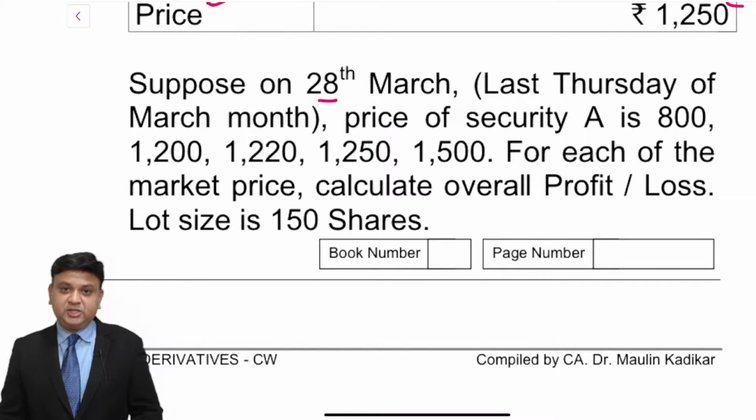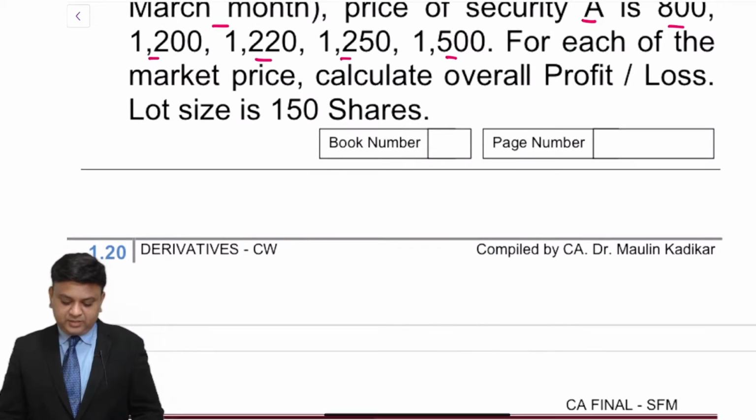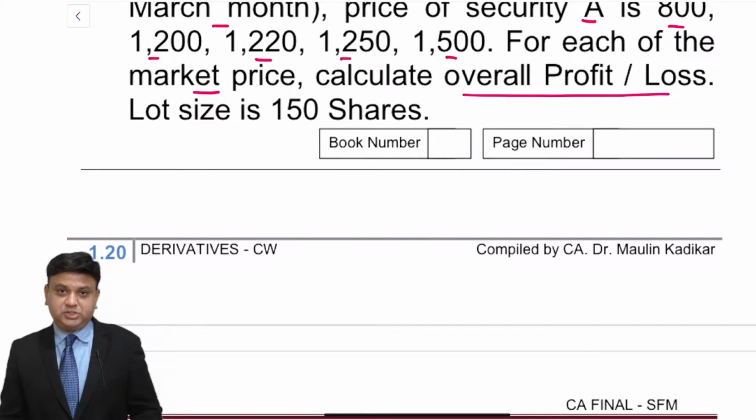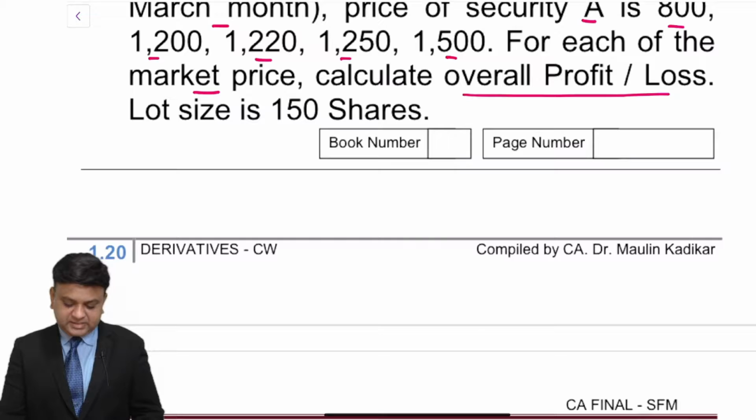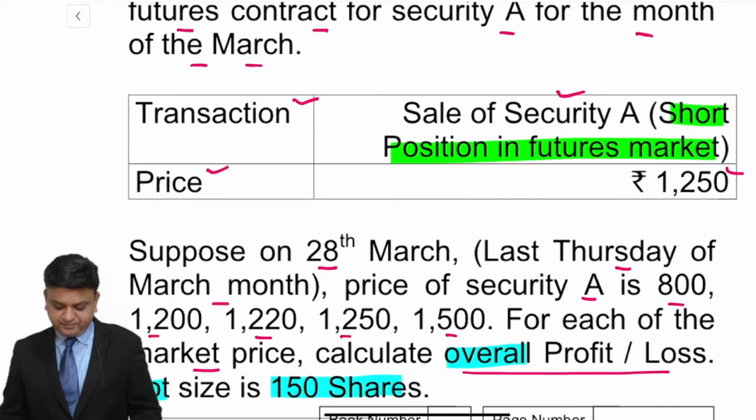Suppose on 28th of March, that is the last Thursday of the March month, the price of the security is 800, 1200, 1220, 1250 and 1500. For each of the market prices, calculate overall profit or loss. Overall means taking into account both the transactions together. Lot size is 150 shares.